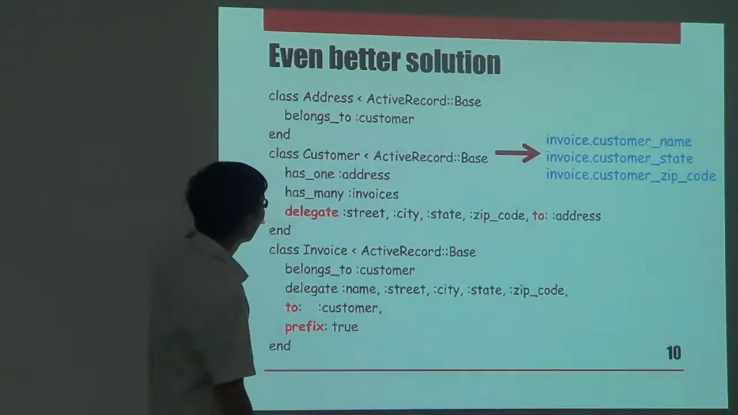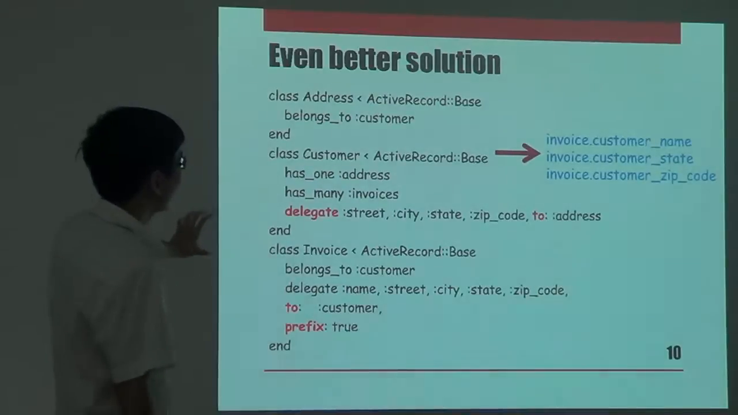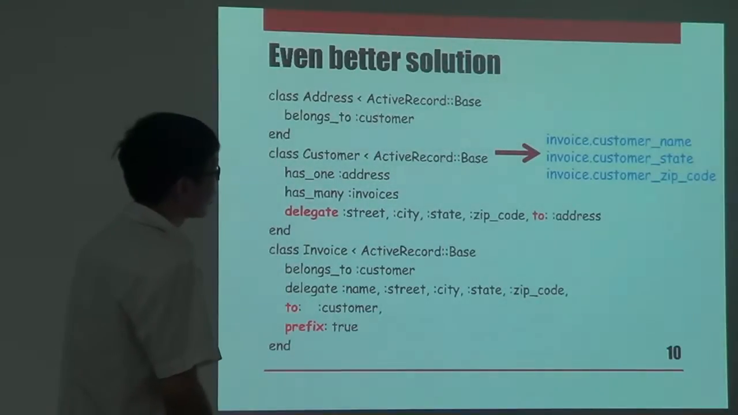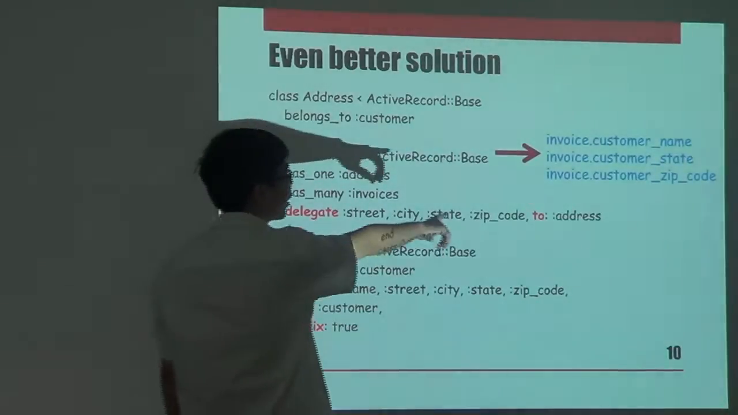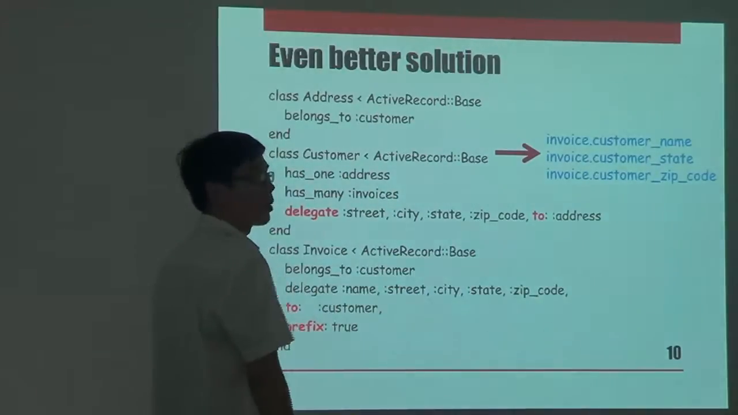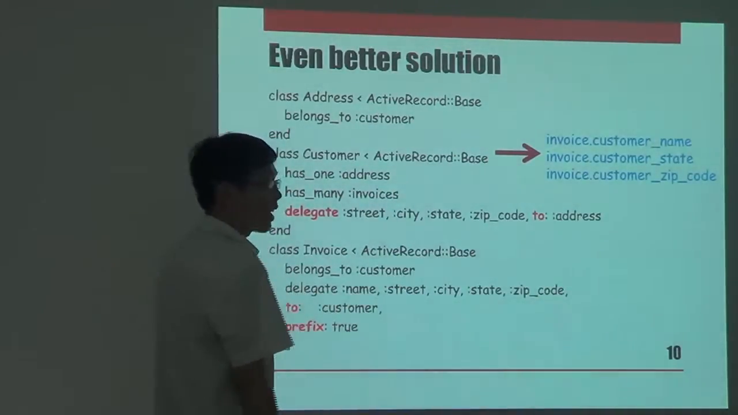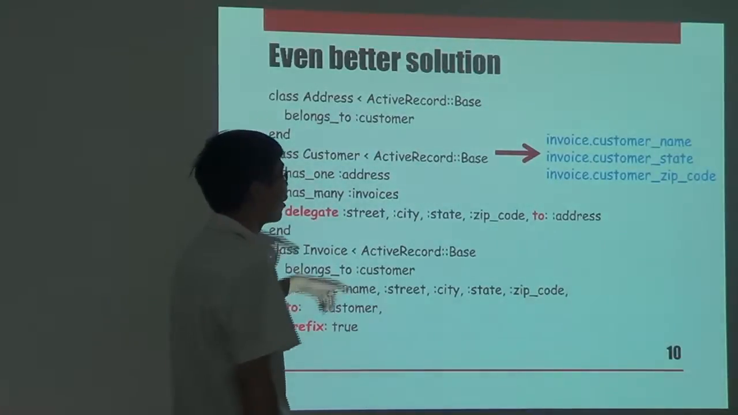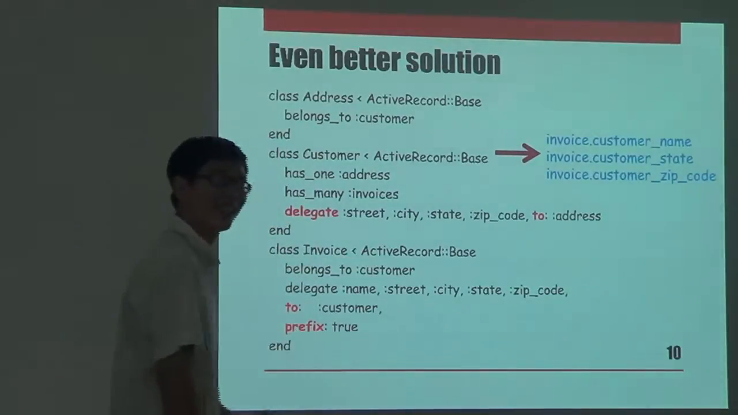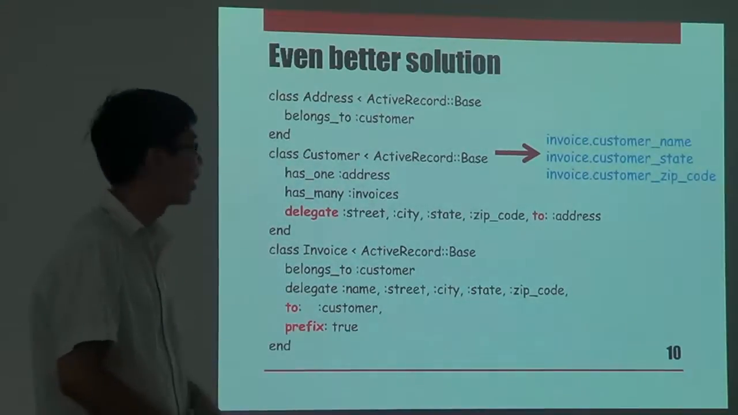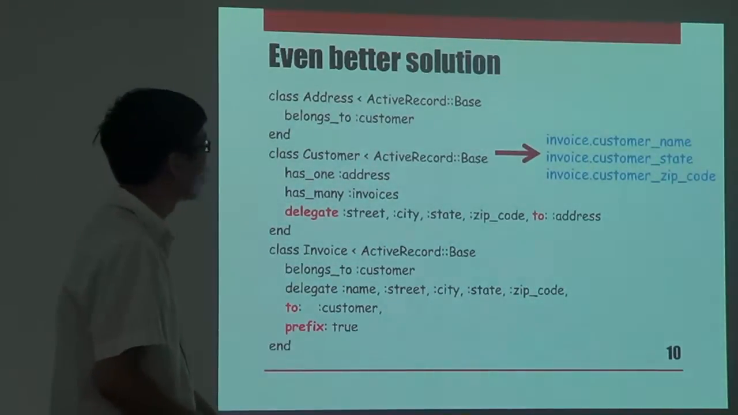So when we use the delegate keyword, we will have a much cleaner and shorter sentence like invoice customer name, which will return the name of the customer, and invoice customer state, which will return the state of the address of the customer, which belongs to the invoice. It's needed when we're using the delegate keyword.